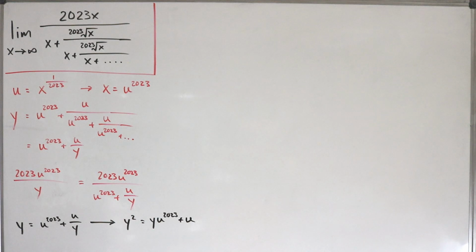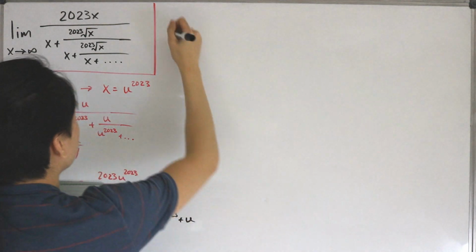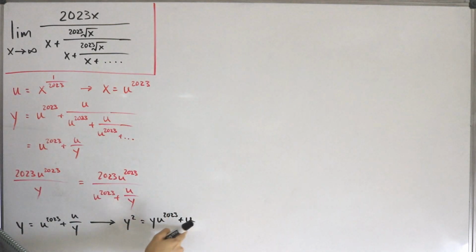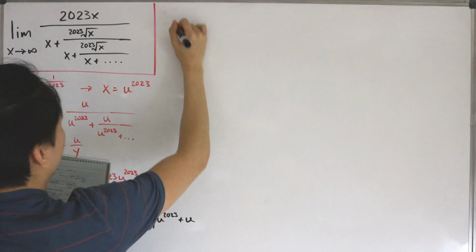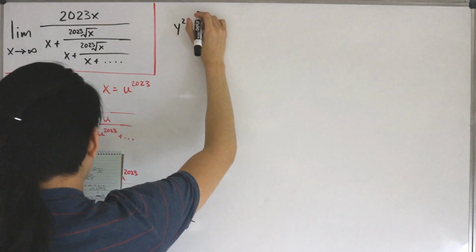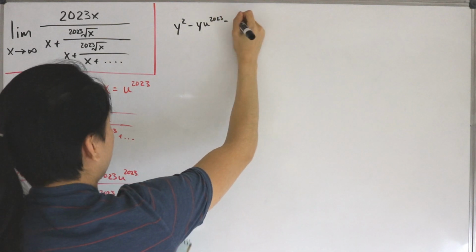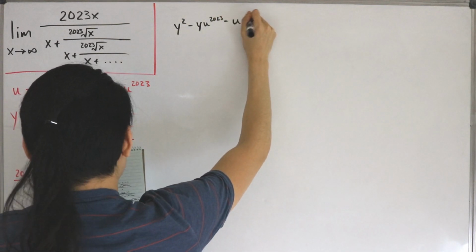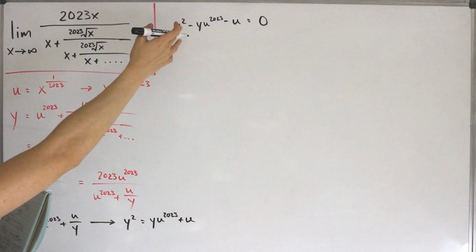Now I can solve this simply in the form of a quadratic equation. Let's subtract everything on the opposite side. That'll yield y squared minus y times u to the power 2023, minus u, set equal to 0. We're going to be solving for the variable y.